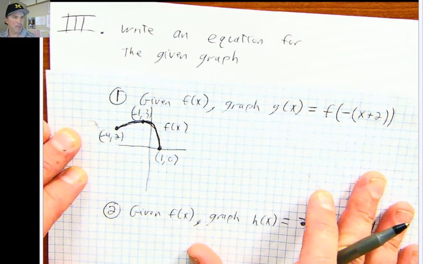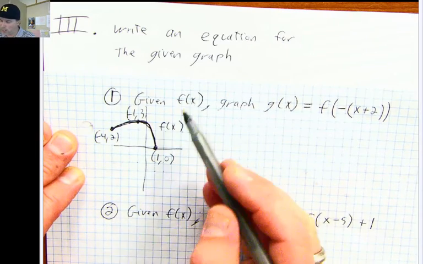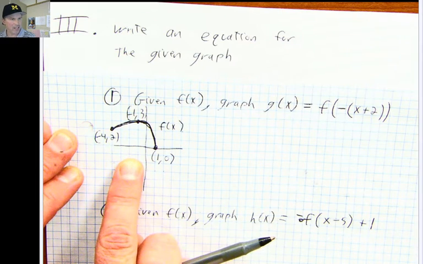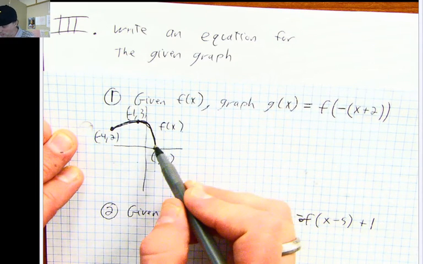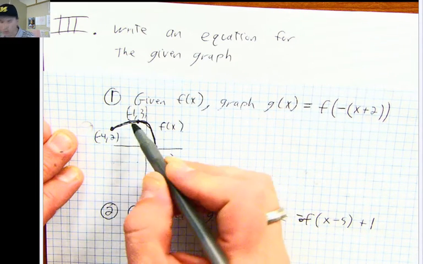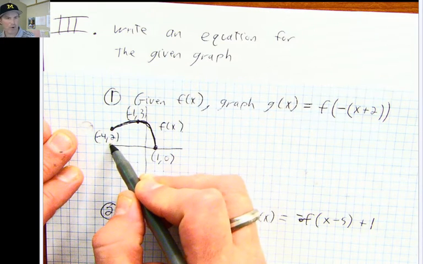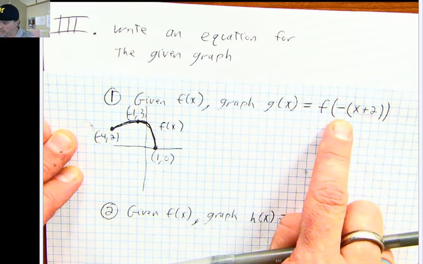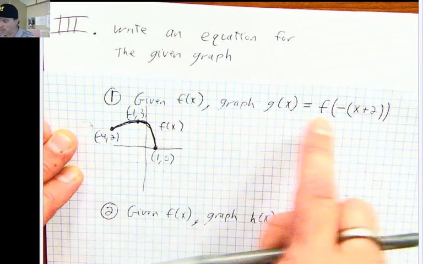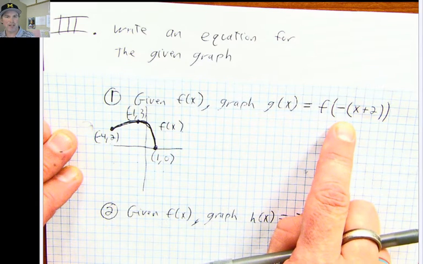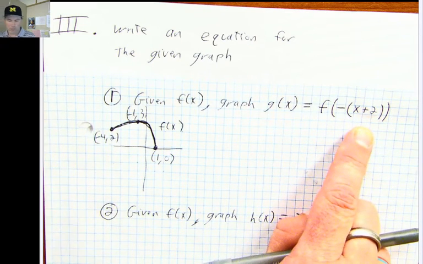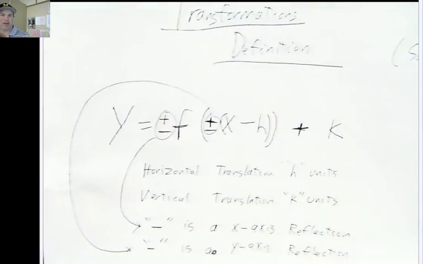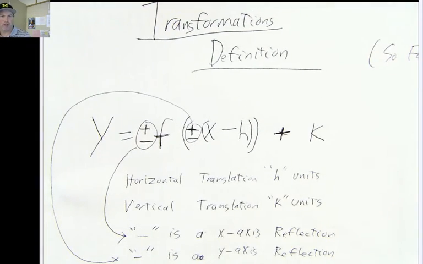In our first example, it says to write an equation for the given graph, and this is my given, this f of x. It's a weird looking graph, but it has 3 main points: one at 1, 0, one at negative 1, 3, and one at negative 4, 2. And we need to graph a g of x that is the same as f, but it's f of negative x plus 2. If you recall from part 1 of this lesson, I showed you this transformations definition list.